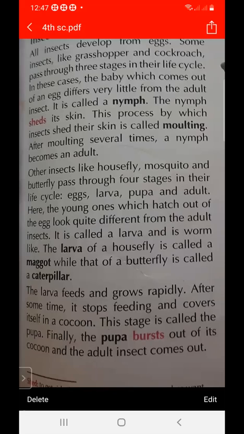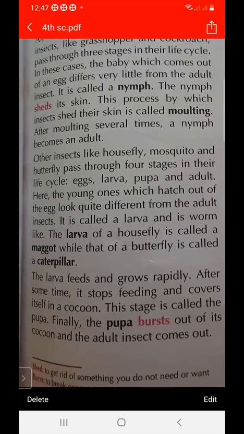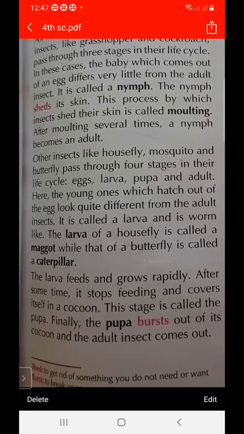So the young one which hatches out of the egg looks quite different from the adult, and this is called larva, and it looks like a worm. And the larva of housefly is called maggot, and the larva of butterfly is called caterpillar.